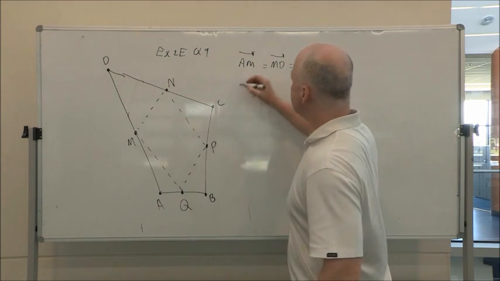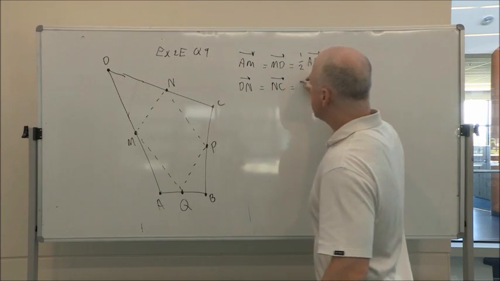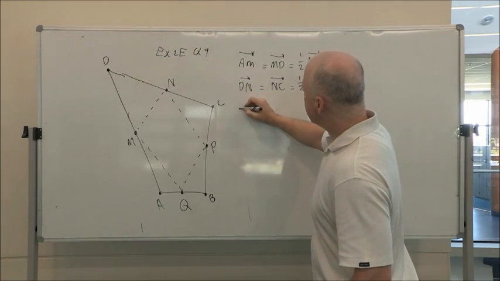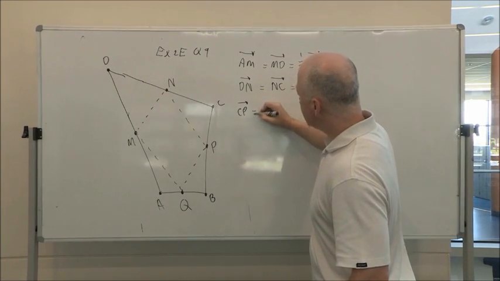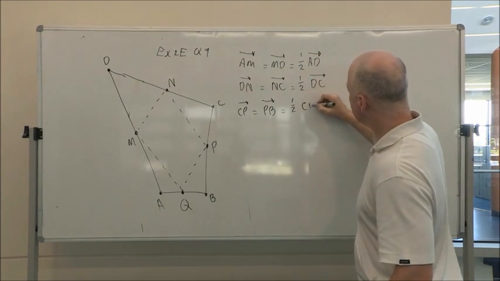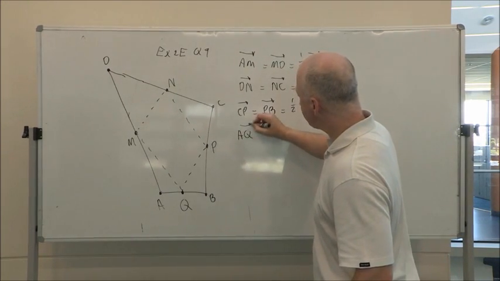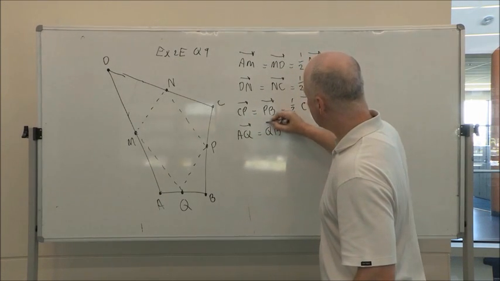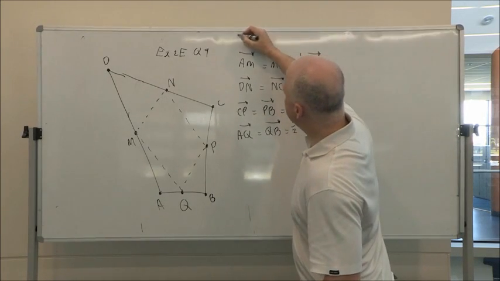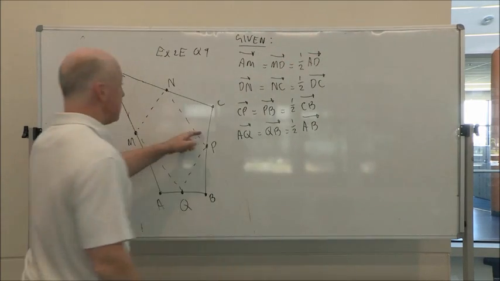Now in a similar way, we can say that the vector DN is equal to the vector NC is equal to half of the vector DC. We can say that the vector CP is equal to the vector PB, and that is equal to half of the vector CB. And we can finally say that the vector AQ is equal to the vector QB is equal to half of the vector AB. That's been given to us by the fact that we were told these were the midpoints, all right?